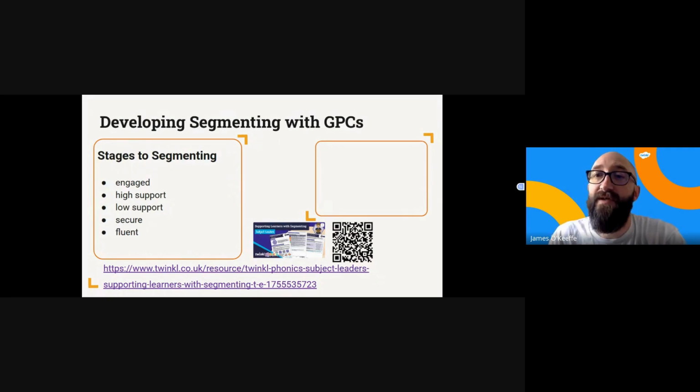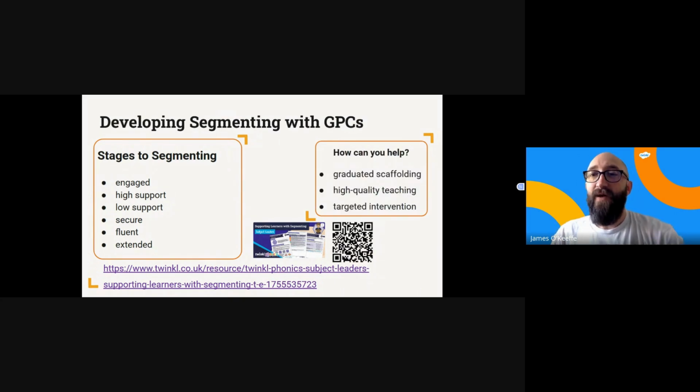And when fluent, a learner will start to show awareness of the process and how changing one GPC might change an entire word. And finally, once fluent, a learner might segment polysyllabic words using syllables to support their segmenting. As their phonics knowledge grows, they begin to make informed GPC choices. So how can you help to move your learners through these stages? Through providing graduated scaffolding to meet their changing needs, high quality teaching and targeted intervention to ensure that learners keep up rather than having to catch up in the future.